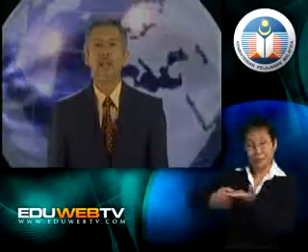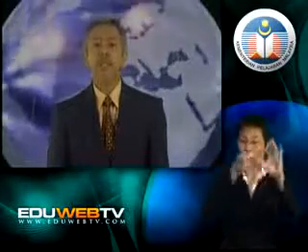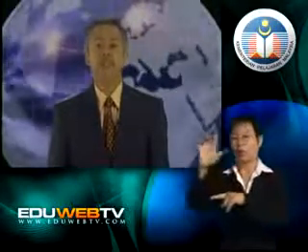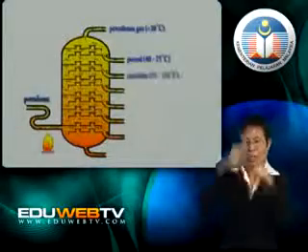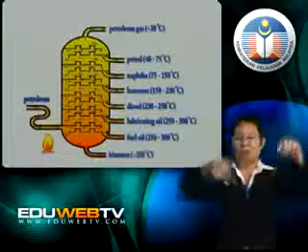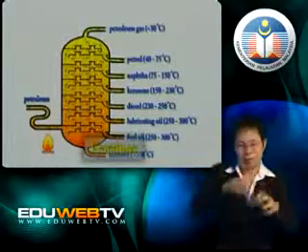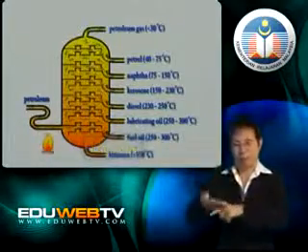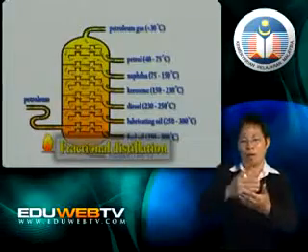Let's discuss the characteristics and uses of petroleum fractions. Crude petroleum contains many types of hydrocarbons mixed together. As different hydrocarbons have different boiling points, they can be separated into various components called fractions. This process is called fractional distillation.